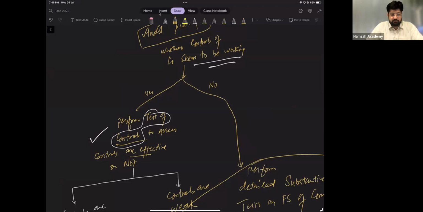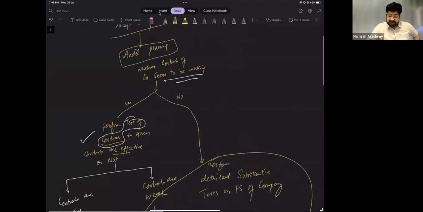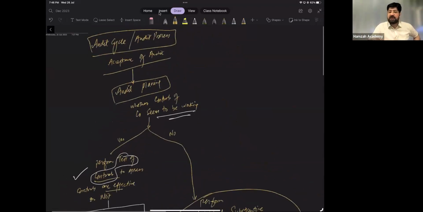Now, I will repeat. This is just an introduction. What I have given here is 80 to 85% of the syllabus of AA. This whole process I have explained.